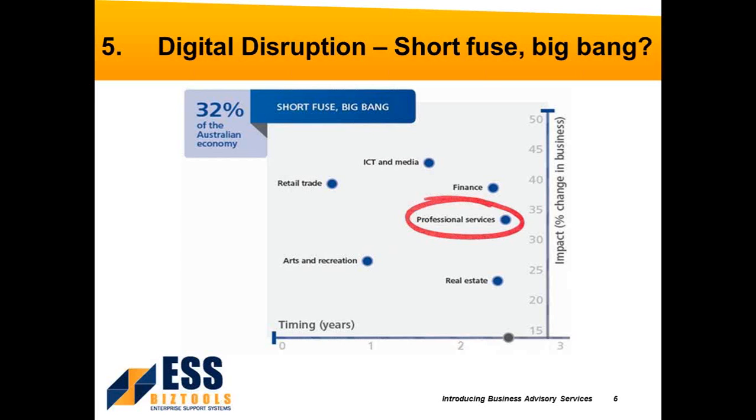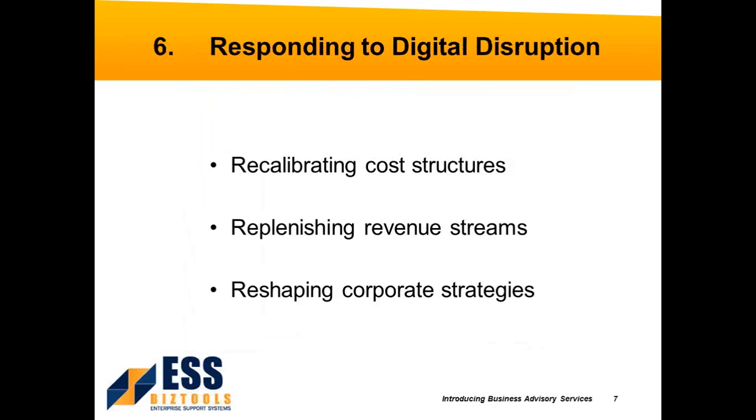Obviously, there were also forecasts of problems in some of the other industries that are listed there. Deloitte have produced some interesting information as to how they believe that businesses should respond to digital disruption, and their suggestions have been: recalibrate cost structures, replenish revenue streams, and reshape corporate strategies.